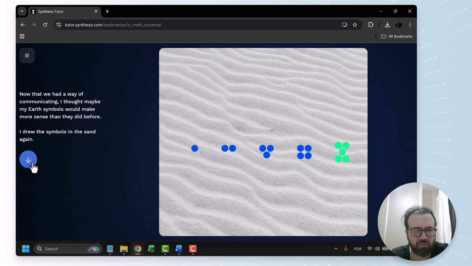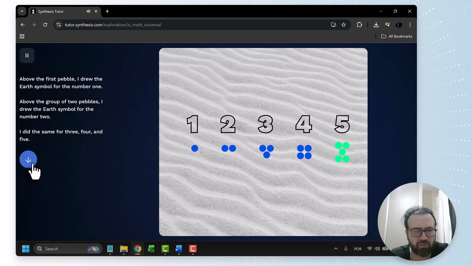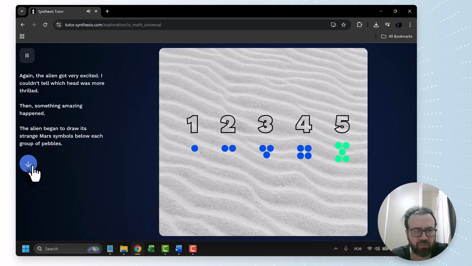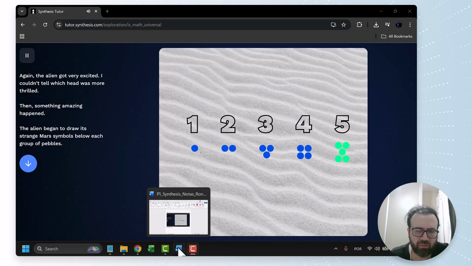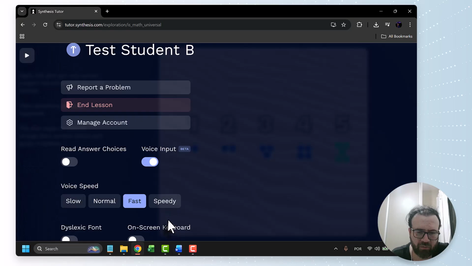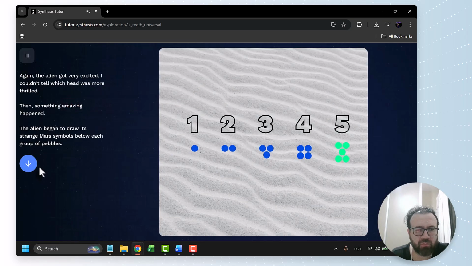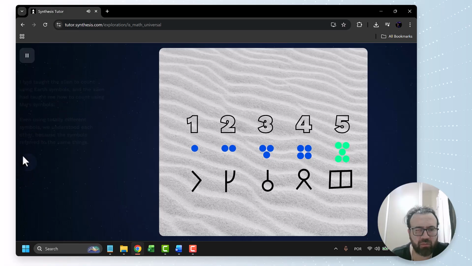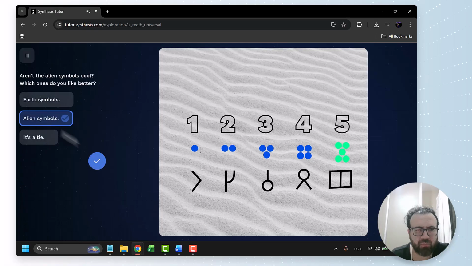Above the first pebble, I drew the Earth symbol for the number. Again, the alien got very excited. Then, something amazing happened. The alien began to draw its string. Again, the alien used its own symbols.